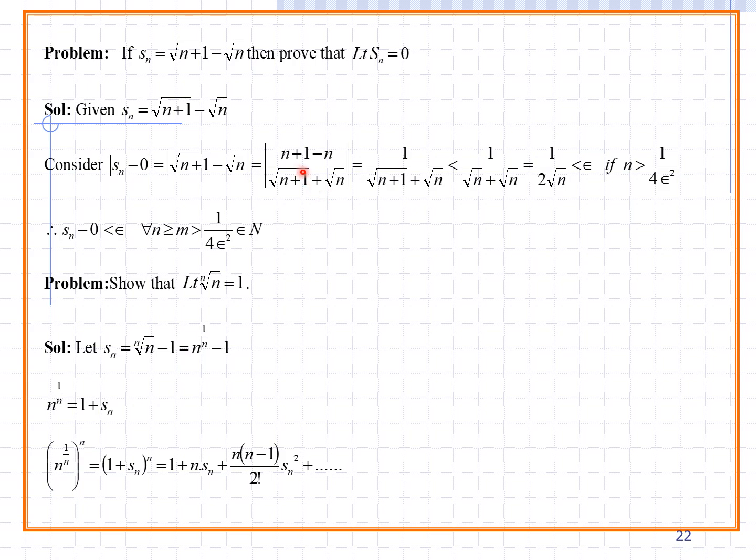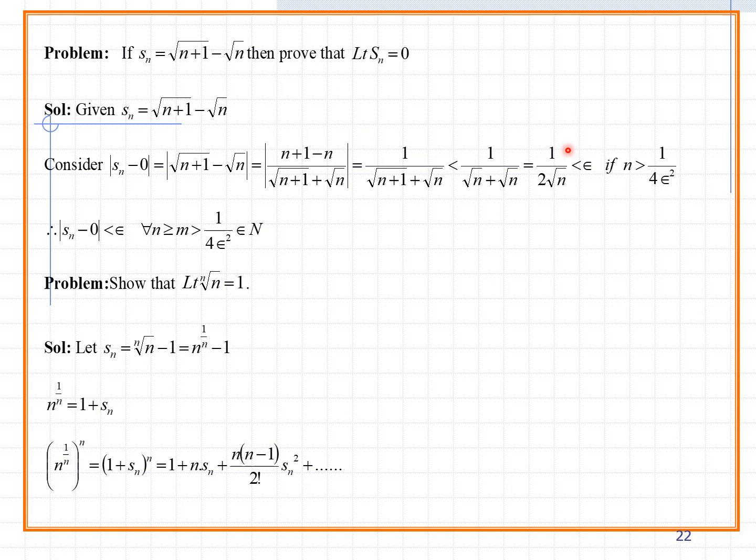After that you can simplify this. n minus n cancels, and you get 1 by root n plus 1 plus root n. This particular value I can write as less than 1 by root n plus root n, since compared to this, 1 by root n plus root n is bigger. Root n plus root n means I can write 1 by 2 root n, which is less than epsilon if n is greater than 1 by 4 epsilon square. Therefore Sn minus 0 is less than epsilon for all n greater than or equal to m, where m is greater than 1 by 4 epsilon square and belongs to N.